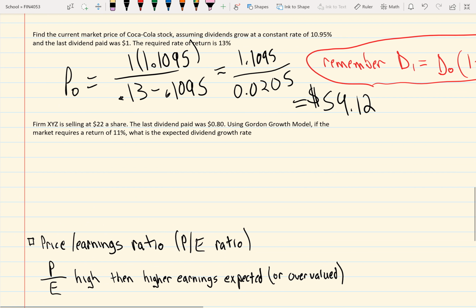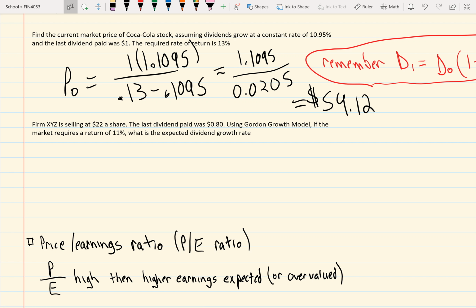So firm XYZ is selling at $22 a share. The last dividend price was 80 cents. Using the Gordon growth model, if the market requires a return of 11%, what is the expected dividend growth rate? So as I was saying, it's the same formula. We just have to solve for the growth rate now instead of P0, which is a little bit more difficult.